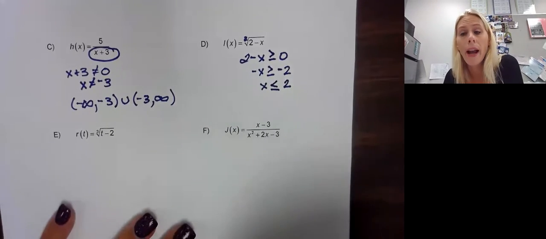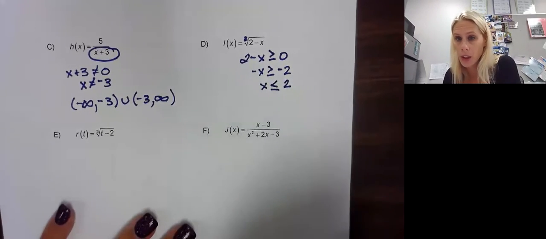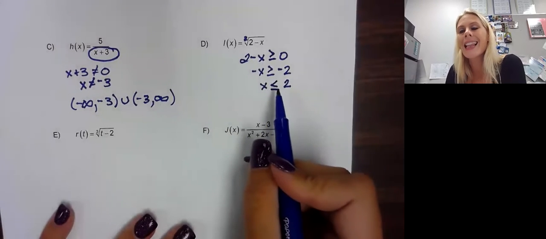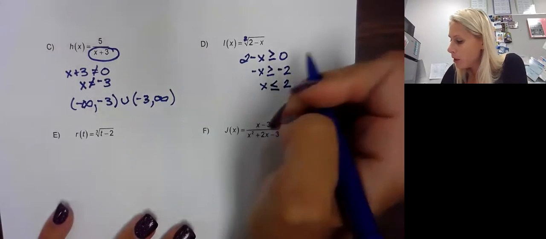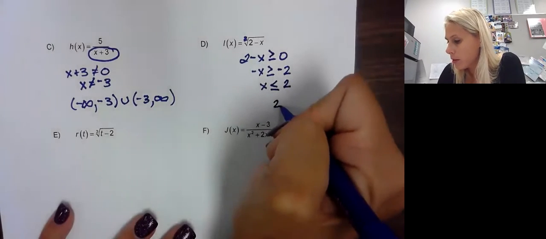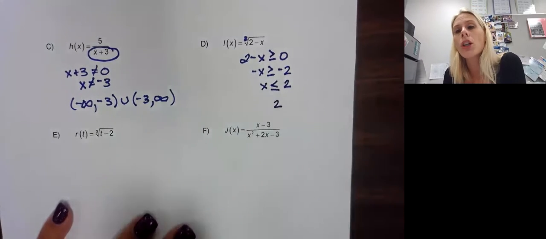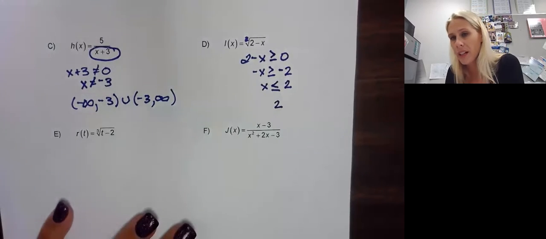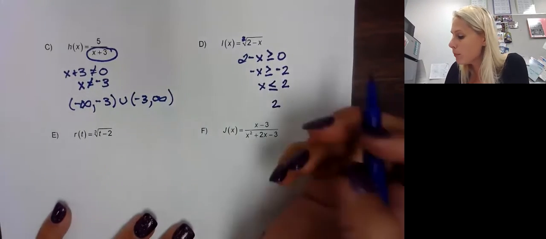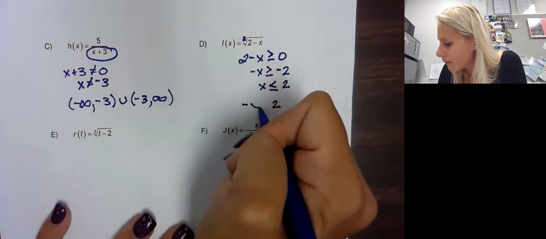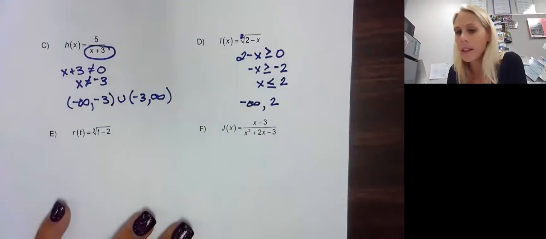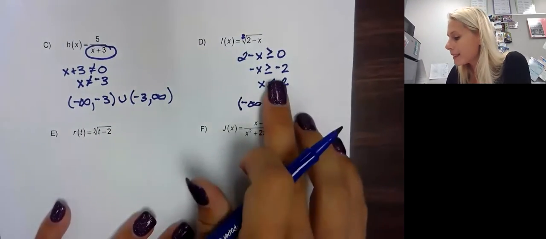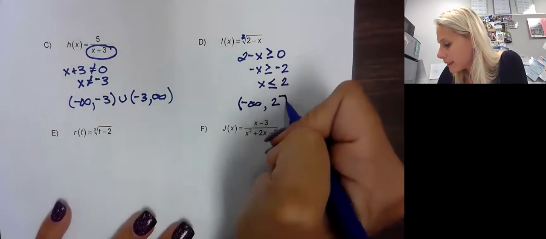Okay, if we were to write this in interval notation, think about what this says. This says x is less than or equal to 2. So we know we have a 2, right? What numbers are less than 2? Is it going to be negative infinity or infinity? Less than would be negative infinity. Remember, we already talked about around infinities are parentheses. And because it's equal to, it's a bracket.